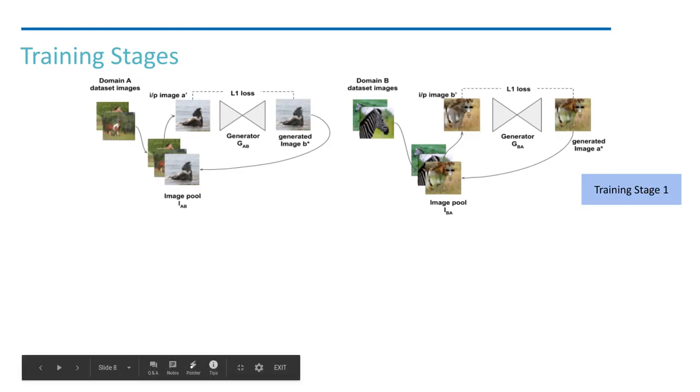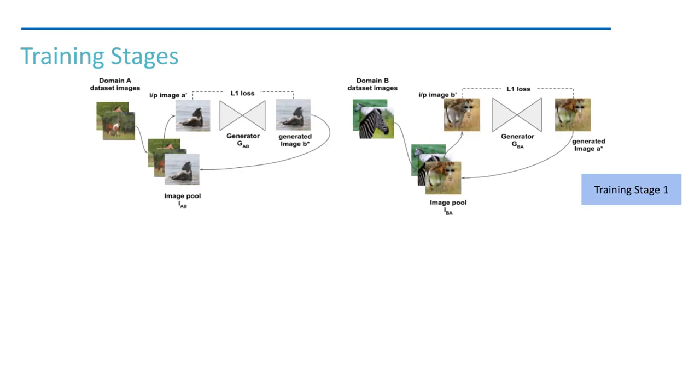Throughout the training process, the inputs to the generators GAB and GBA are A' from the image pool IAB and B' from image pool IBA. The image pools are initialized by the images of the source domains A and B when training begins.